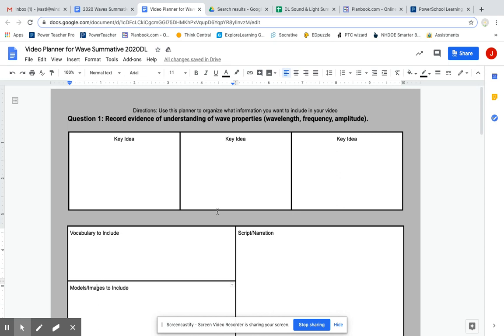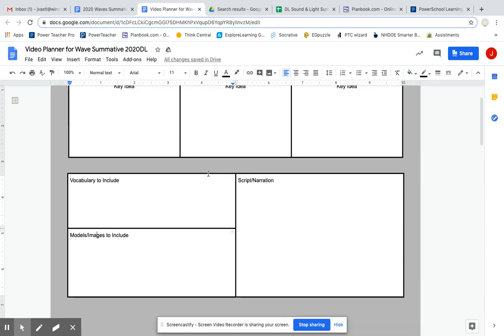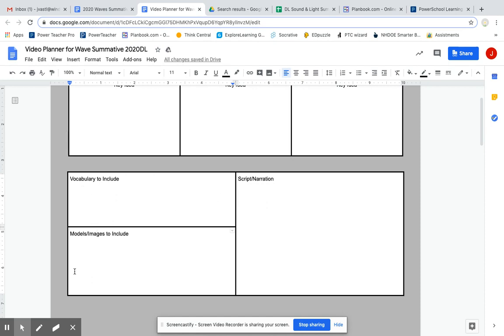I want you thinking about this kind of strategically, okay? So Thursday, you are just focusing on question 1. Getting your materials together that you need that talk about wavelength, frequency, and amplitude. Figuring out how you're going to record your evidence of understanding those wave properties. The key ideas you want to make sure you include. The vocabulary you're including. If there's any models or images you want to include in your Flipgrid. And then typing up your narration.